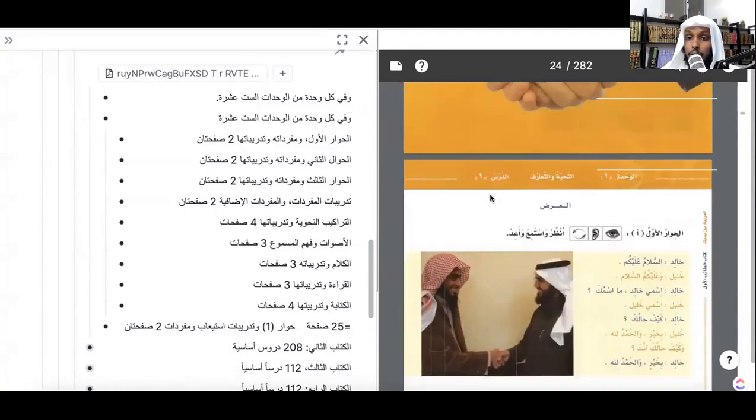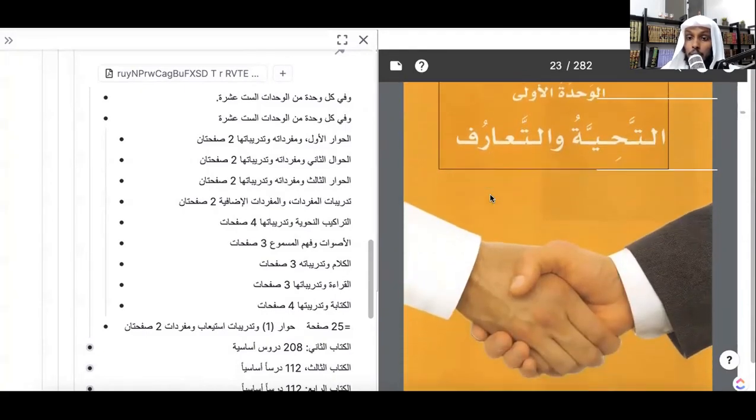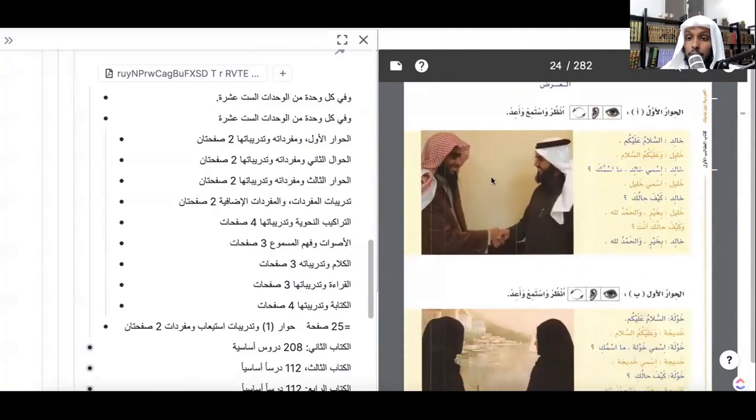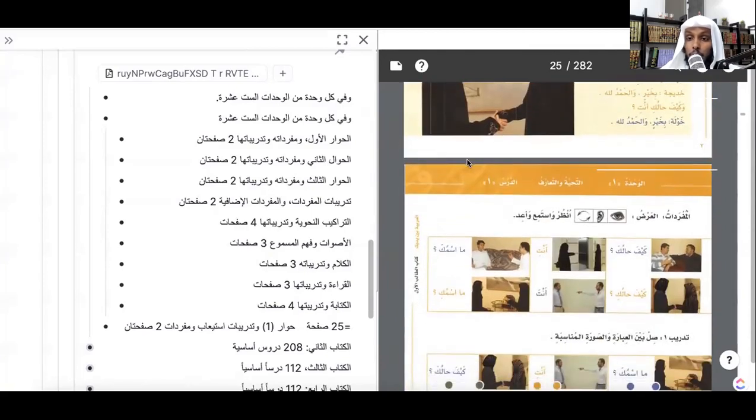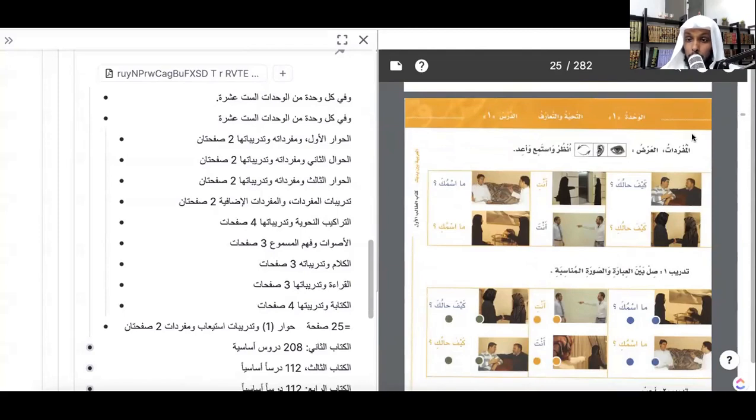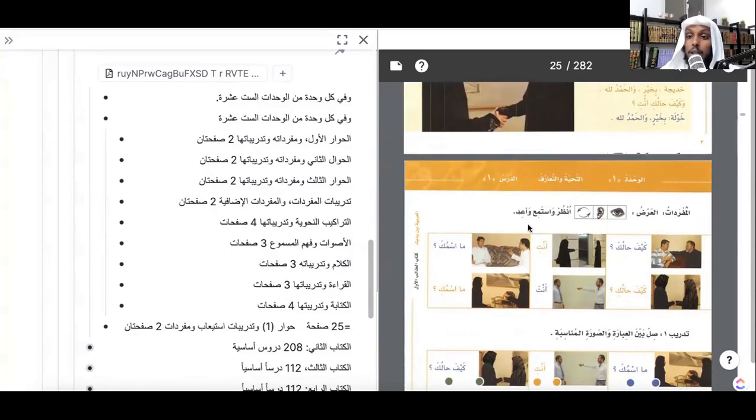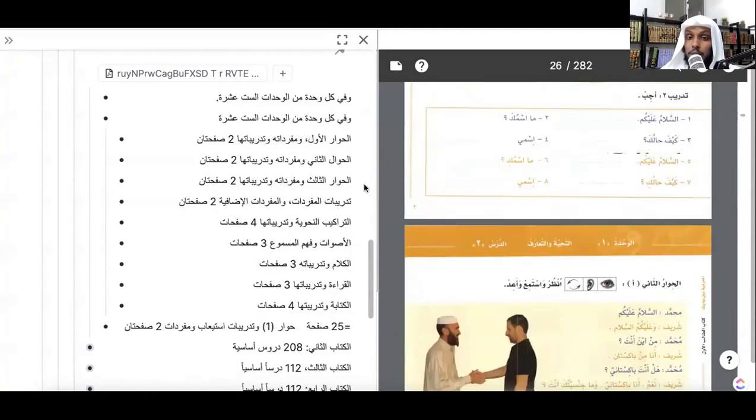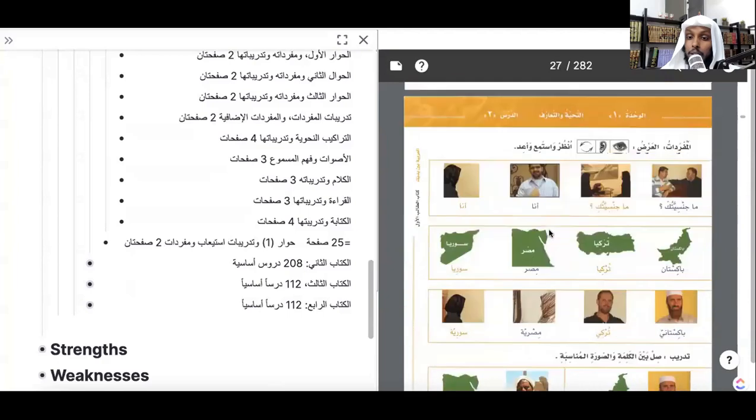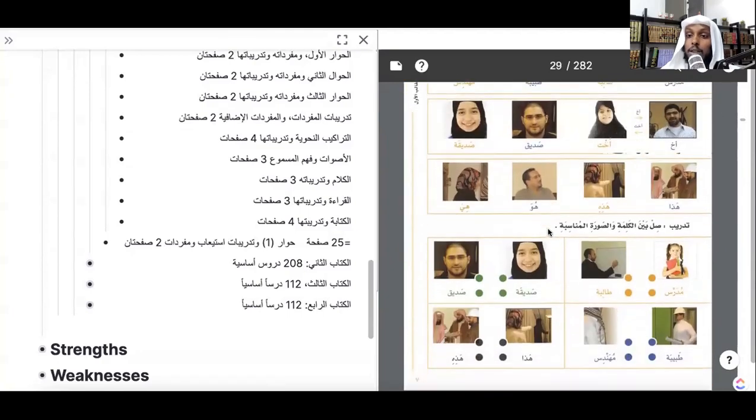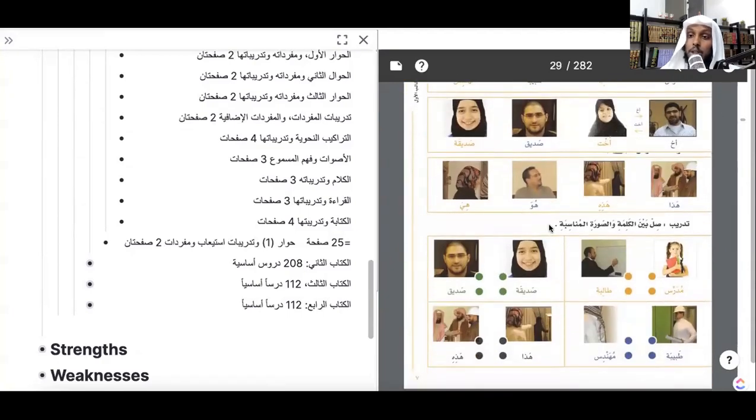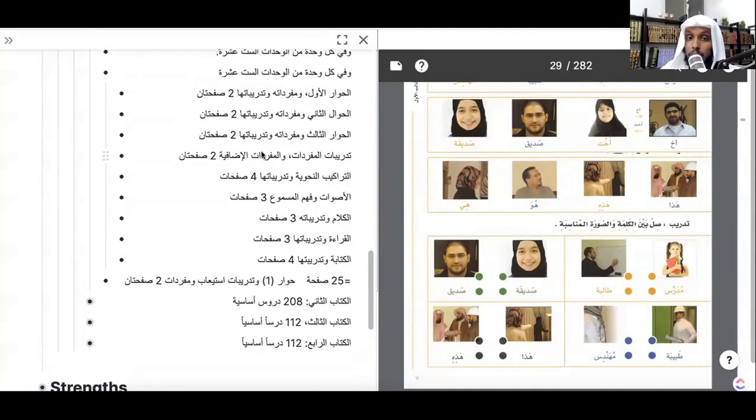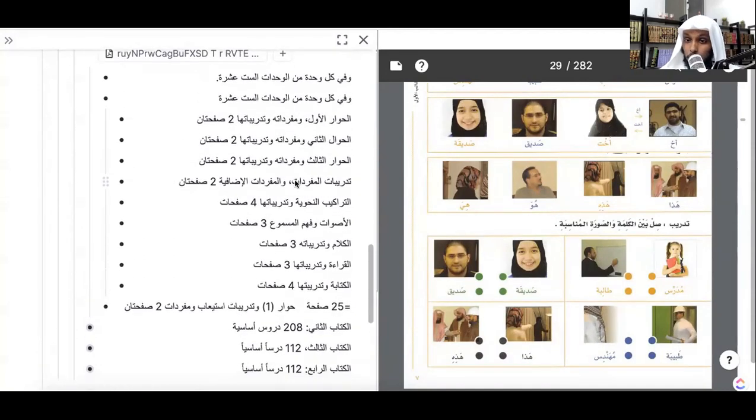Okay, this is the first hiwar. This is the first unit, al-wahdat al-ula, tahiyyat wa ta'aruf. This is the first hiwar, dialogue. After the dialogue, you have some practice on vocabulary. Okay? So, tadribat wa mufradat. The exercises and the vocabulary are over here, 1 page. So, these are 2 pages, the dialogue and the practice. And then again, another dialogue, another practice. Another dialogue, another practice. So, there you have it. 3 dialogues, and each one has a page of practice. Okay, so that's when it comes to the dialogues.